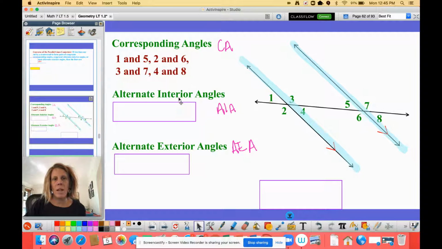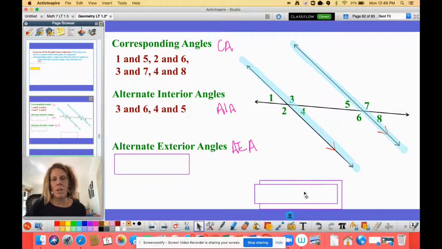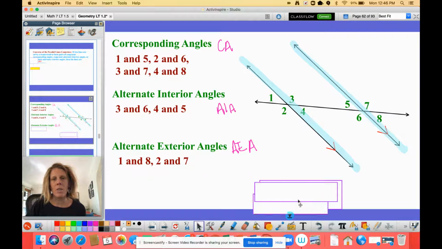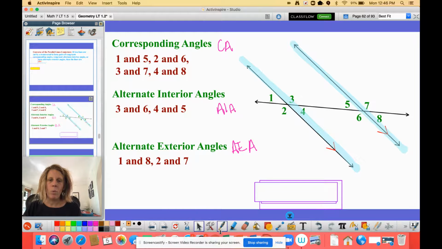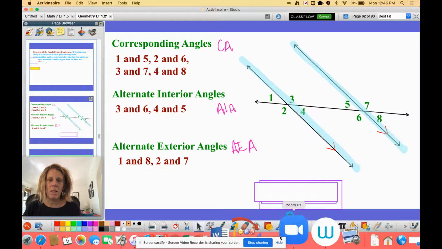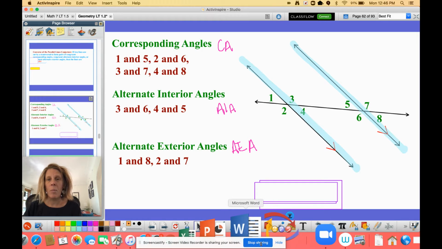The corresponding angles are 1 and 5, 2 and 6, 3 and 7, and 4 and 8. You could have also written them as congruent to each other. The alternate interior angles are 3 and 6, and then 4 and 5. And the alternate exterior angles are 1 and 8, and 2 and 7. Remember, if you have questions, come to the asynchronous class time to get help or to check in.